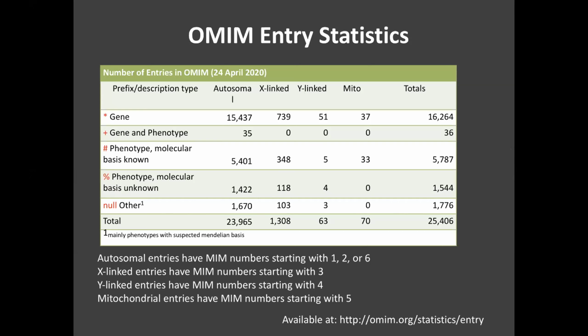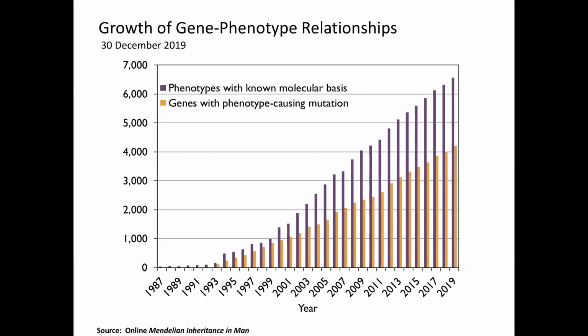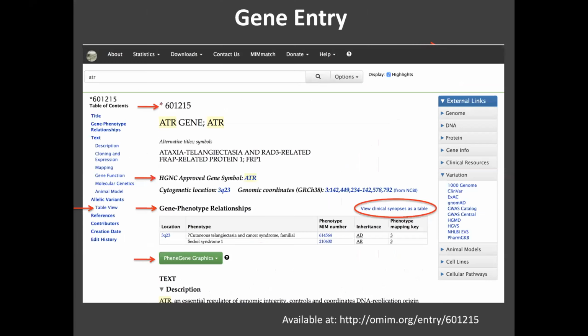These are the data through the end of 2019, and we are in a steadily growing phase. There's no evidence of slowdown of discovering new gene-phene relationships. This is just to tell you what a gene entry looks like if you're not familiar with OMIM. There's a lot of useful information just at the very top of the page.